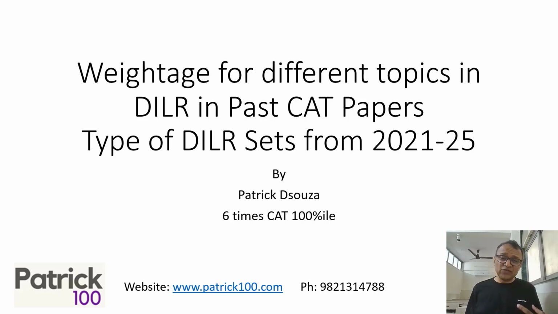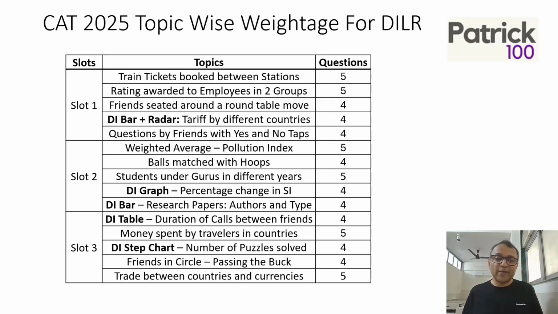Series to tell you about the weightage for different topics in DILR in the past papers. So we're looking at 21 to 25. We'll just briefly go through the type of question that comes so that you understand what it is. So let's start at 25.